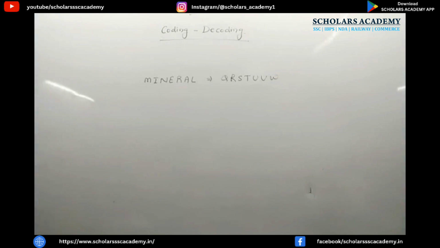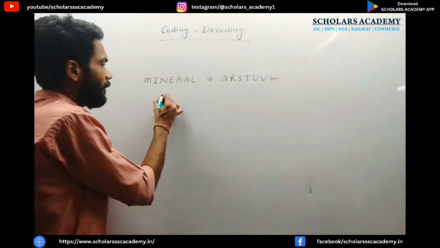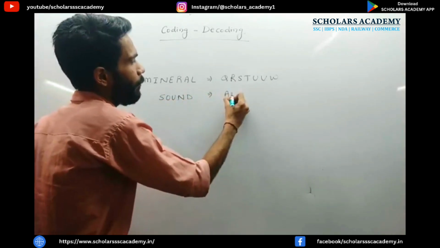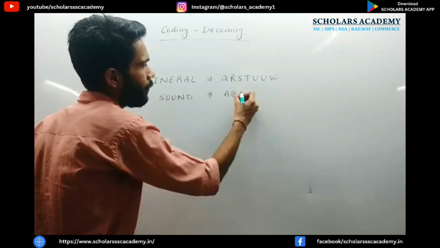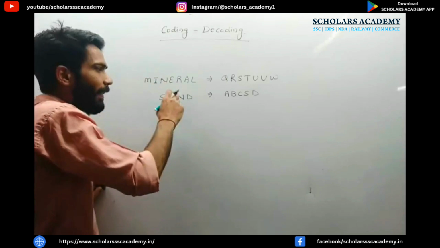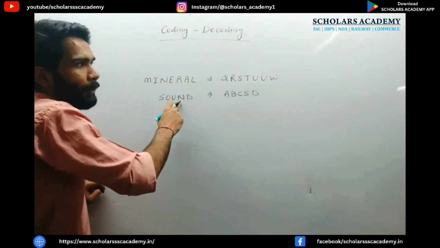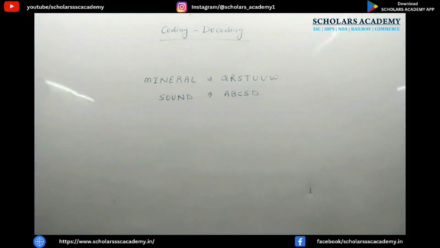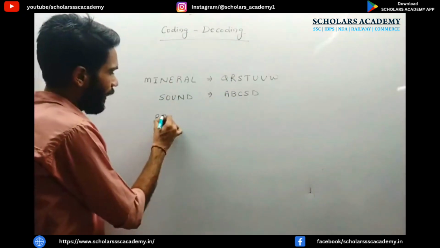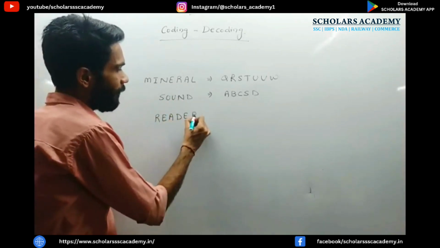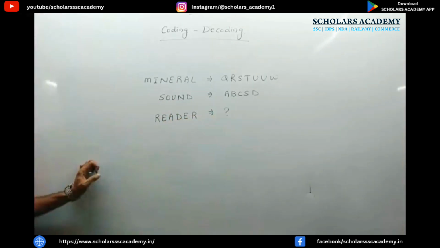Directly you have to use. And one more is there. Sound is written as ABCSD. So for your justification also, N is common in both. And in place of N, both the times they are using S at the same place, which means a direct coding has been done. So now you have to tell the code for reader, and all the letters are available for you. R is available, E is available, A is available, D, E, R, everything is available. So a direct coding question again.